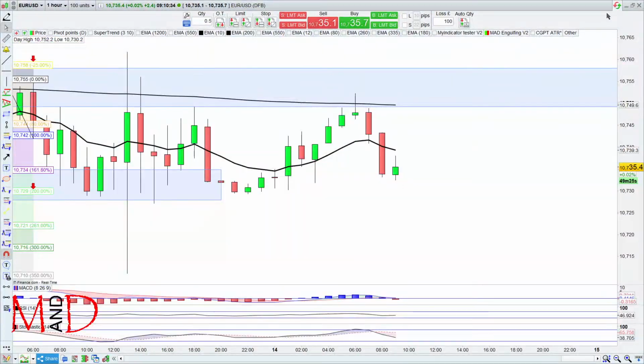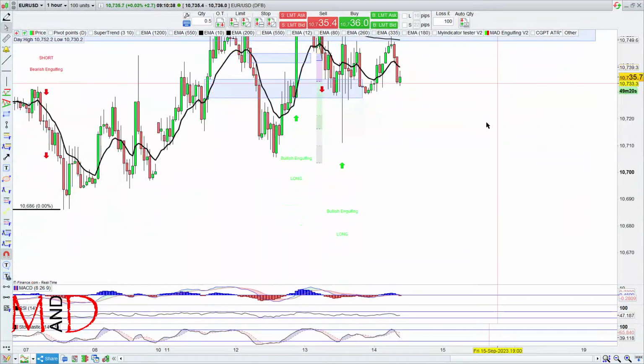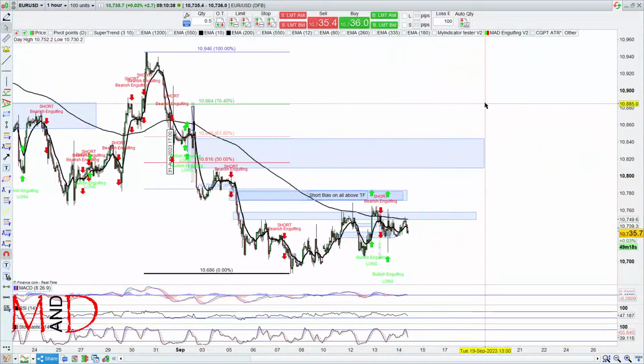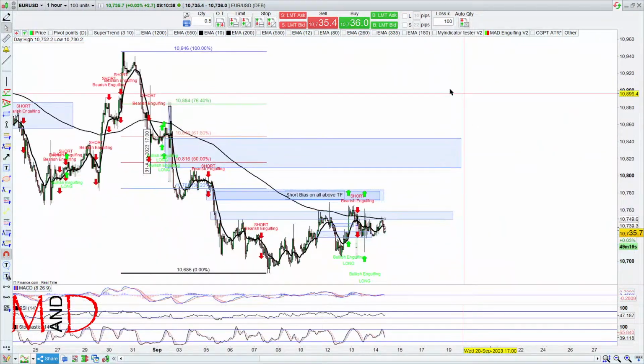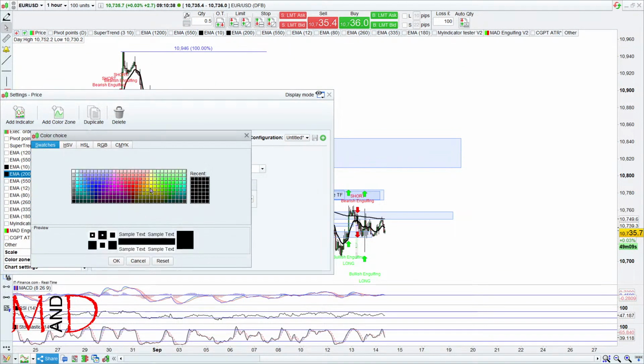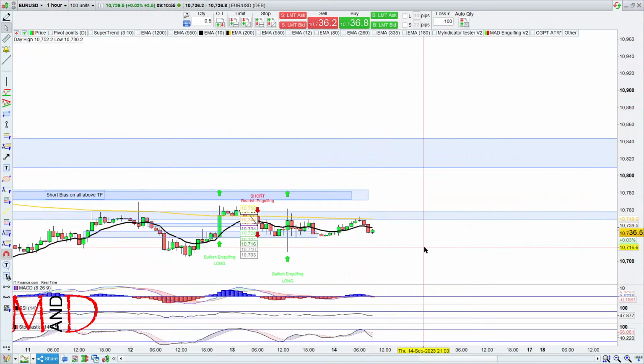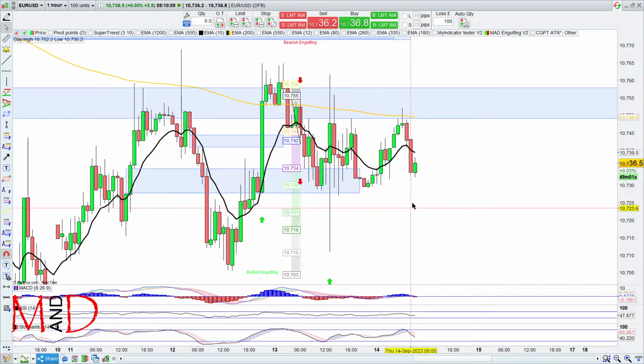So we are. Oh, come on. We are. Where's the debris gone? Oh, there it is. I need to change that. Why has that gone black? Let's put it an orangey colour, make it easier to see. So we are short bias on the Euro USD, on the hourly.